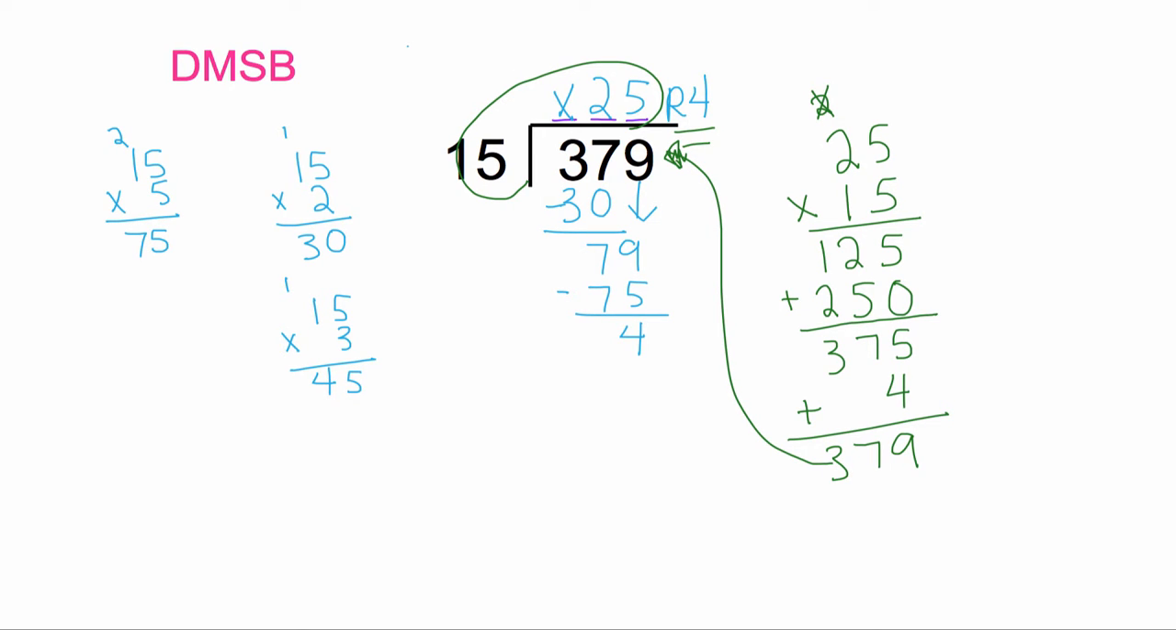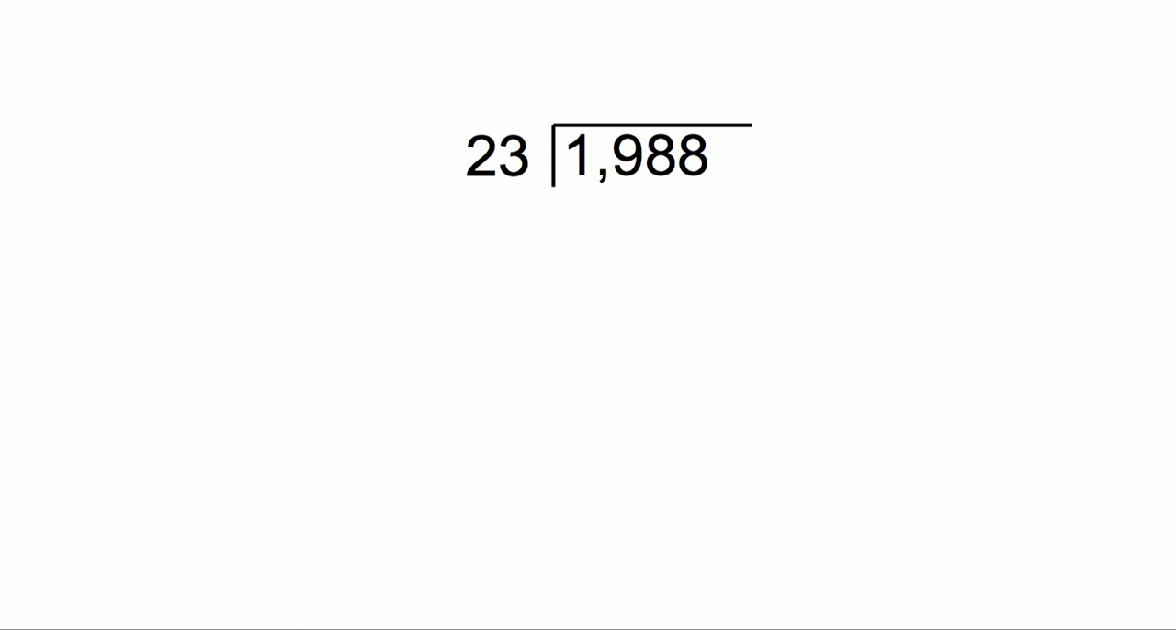Let's go ahead and do another example. 1,988 divided by 23. The first thing we're going to do is put our parking spaces. Now we're going to get to dividing. How many times can 23 go into 1? 23 cannot fit into 1, so we put an X and move on to 19. How many times can 23 go into 19? Well, it can't go into 19 either. It's too small, so we're going to go ahead and X that out too. Sometimes you will need 2 X's.